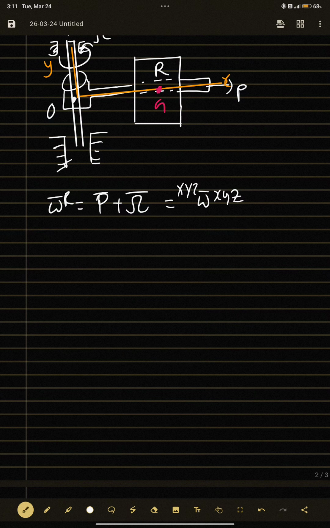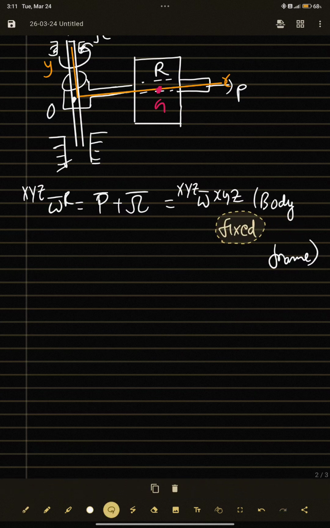With respect to any inertial frame, capital X, Y, Z. So, whatever is the angular velocity of the body, that is also the angular velocity of the frame, and we call this the body fixed frame. Why do we want the frame to be body fixed? So that this inertia tensor is time invariant. So you want your inertia tensor to be time invariant.